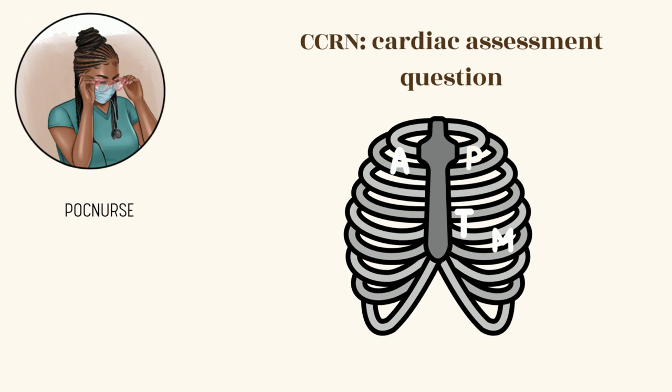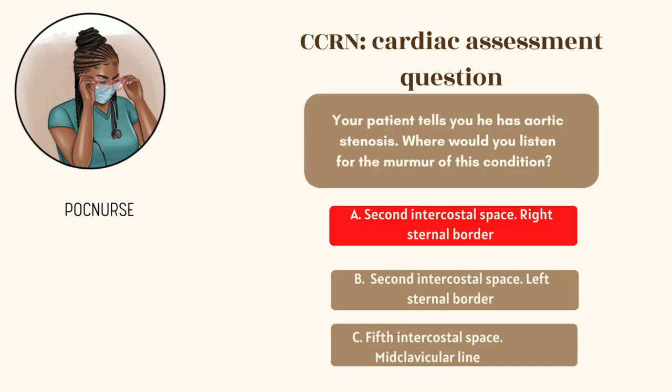By now, we should have our answer because at A, we listen at the second intercostal space, right sternal border. At P, we listen at the second intercostal space, left sternal border. And at the letter T, we listen at the fourth intercostal space, left sternal border. And at the letter M, we listen at the fifth intercostal space, mid clavicular line. Let's see what the answer is.